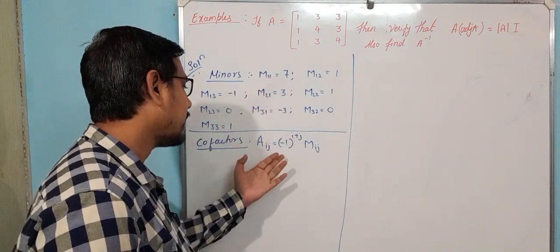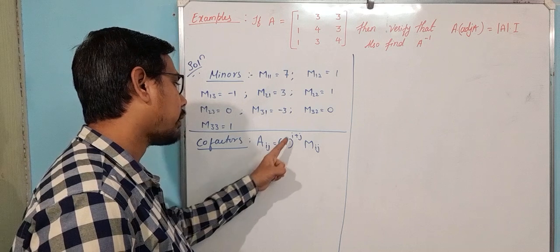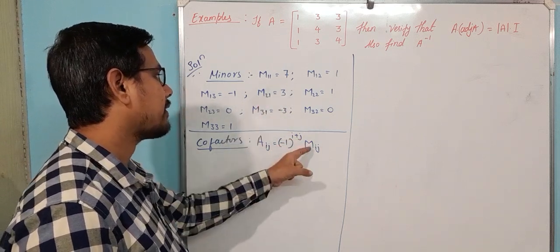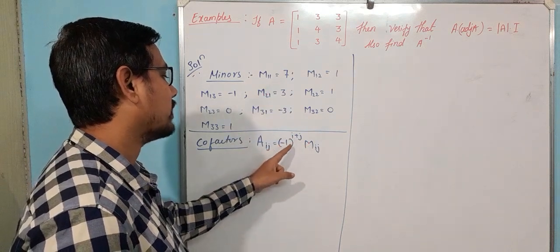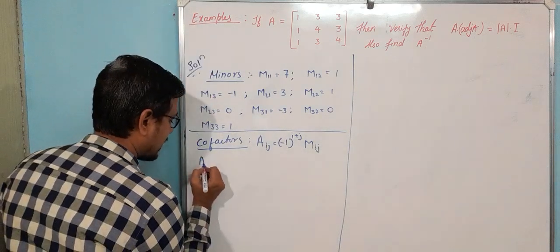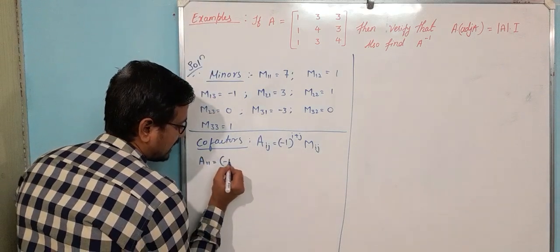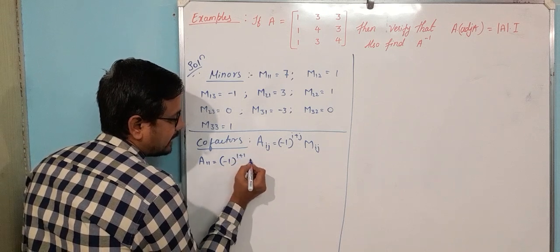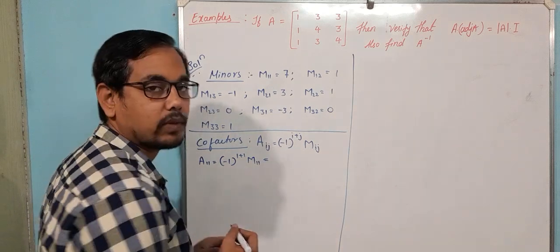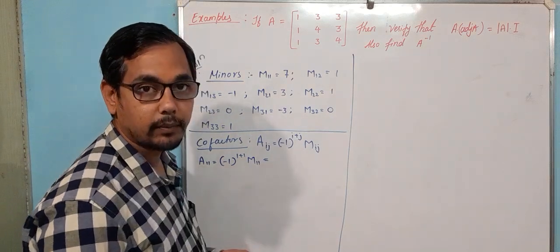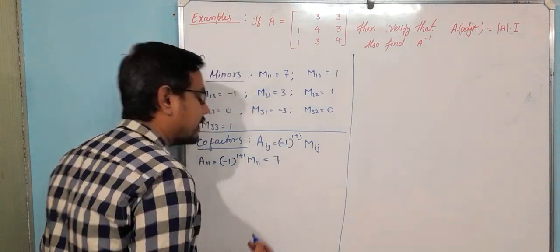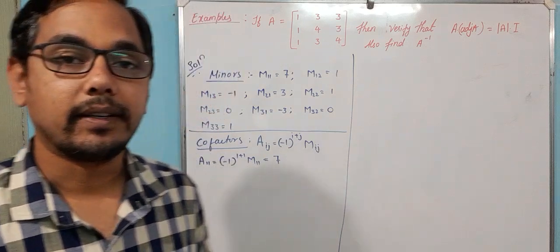What will be A11? A11 will be (-1) to the power 1 plus 1 into M11, right? So M11 will be 7 here. So A11 is (-1) to the power 1 plus 1 into M11. (-1) to the power 1 plus 1 is what? (-1) to the power 2, that is nothing but 1, right? And what is M11? 7. So you will get the value as 7. So this is one method.